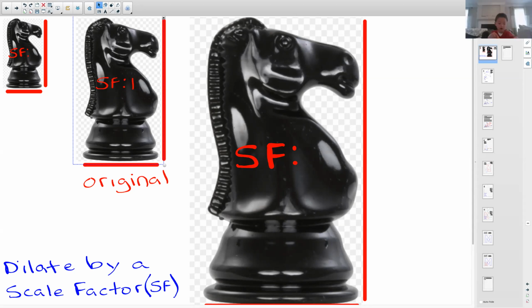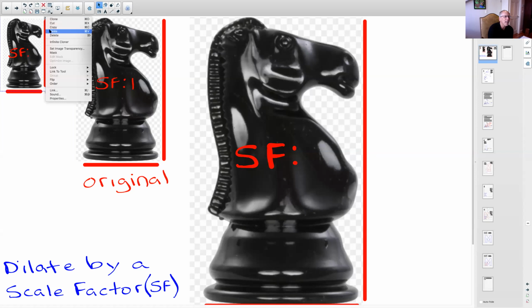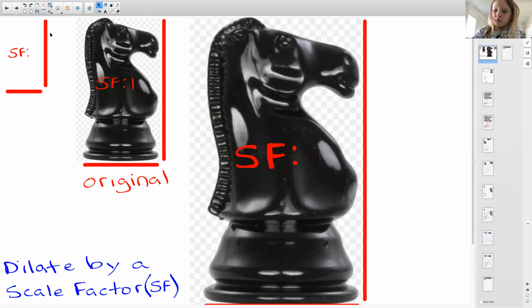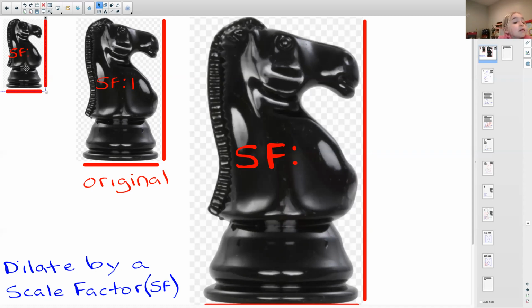I think 0. Wait a minute. Do you guys want to see a zero dilation? Are you guys ready? Don't get scared. Look at the knight. A 0 scale factor makes it disappear. Wow. Would you like me to bring it back? Yes. There it is.